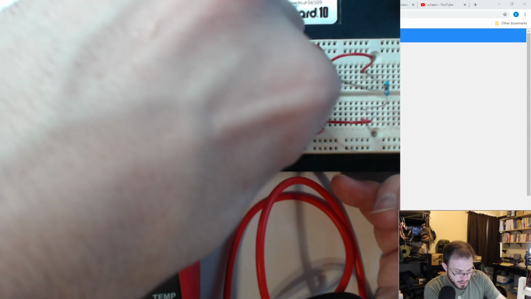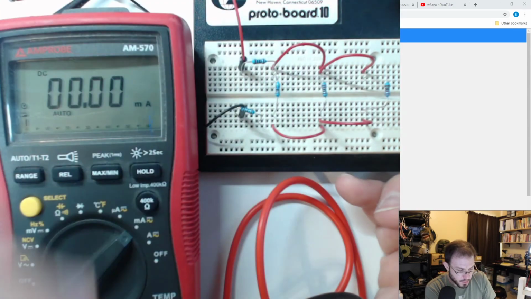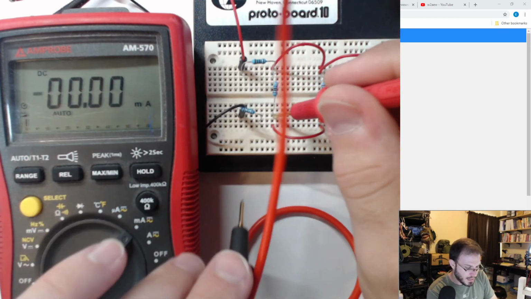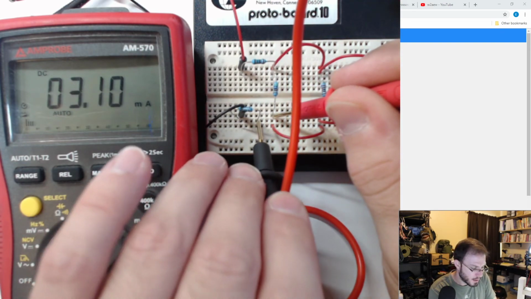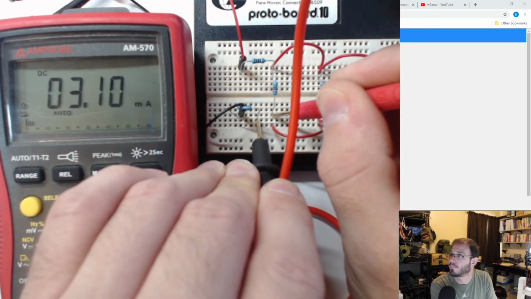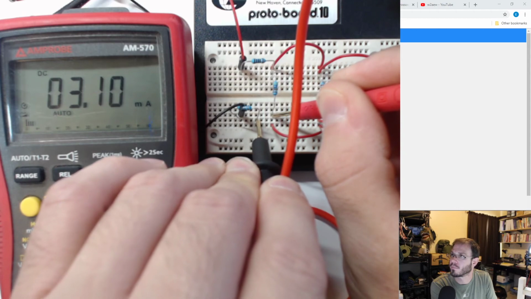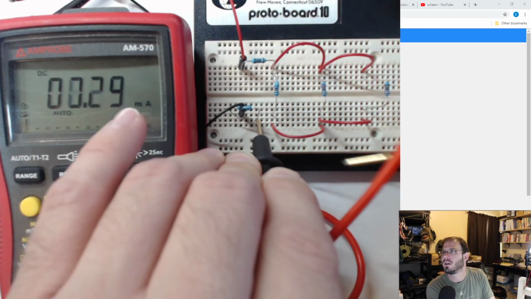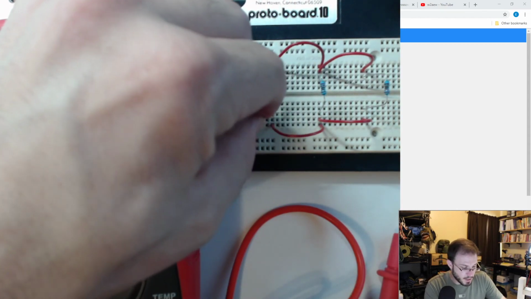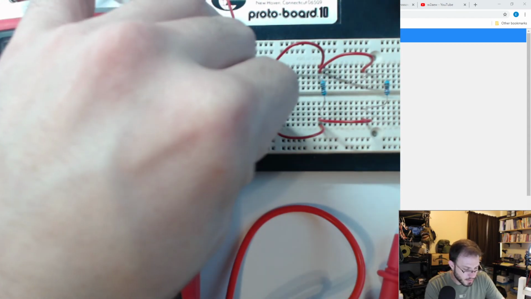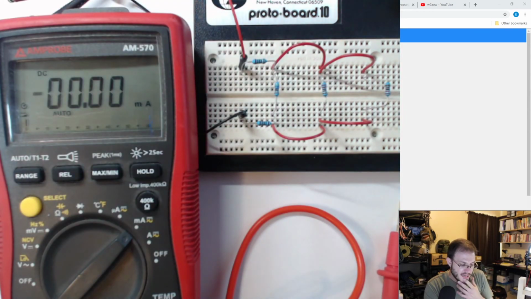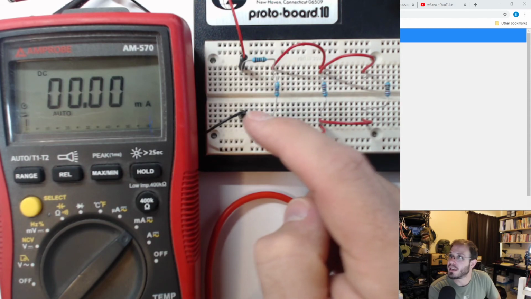Again, I'll take my resistor and I'll move it to an unused group of 5, and I'll go ahead and take a measurement. Again, 3.10, right? Okay, current's the same at every point when you're talking about things in series. So we got the current through these 3 components.